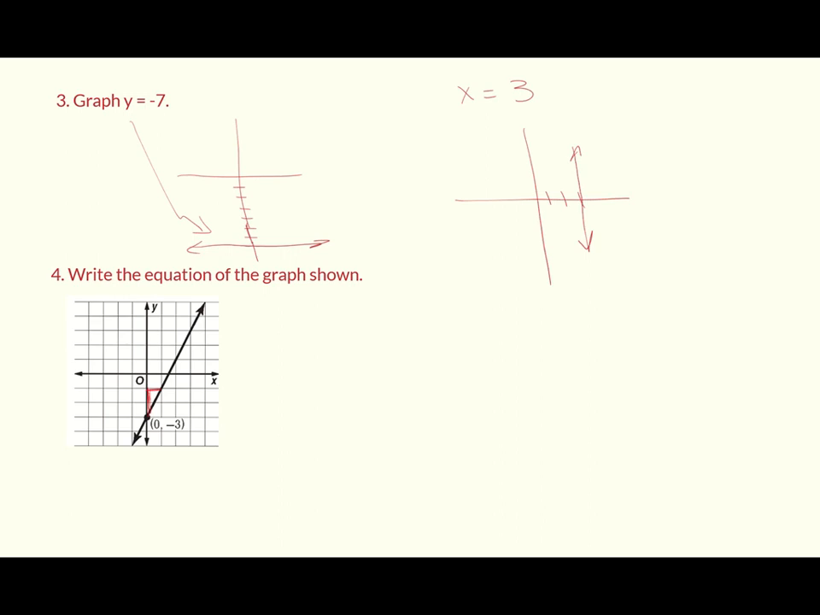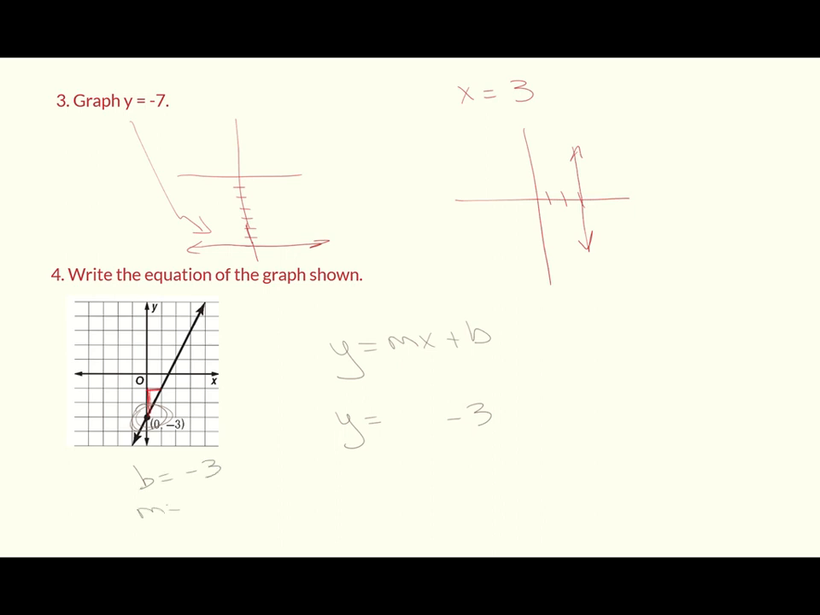All right, number 4, it says write the equation of the graph shown. All right, so again, we want to write the equation in slope-intercept form. So the only thing that you have to know is what is your slope and what's your y-intercept? Well, your y-intercept is right here at -3. So your y-intercept is -3.